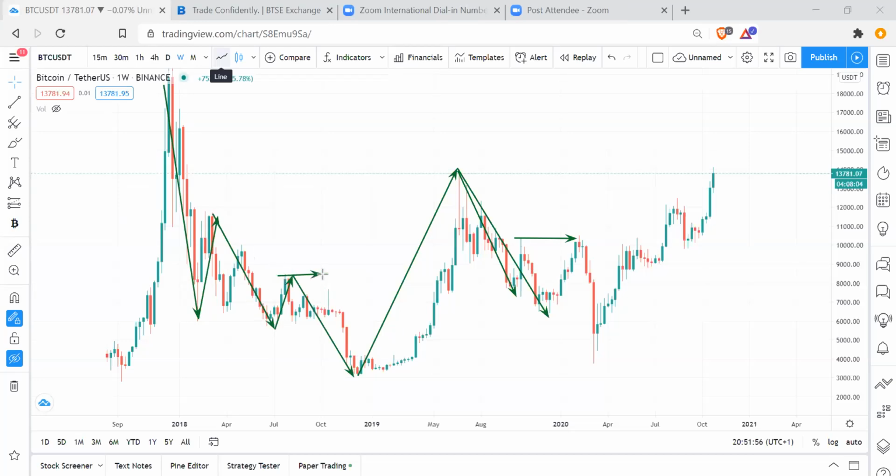Your screen isn't showing. Who can see my screen, please? Can everyone see my screen? Not okay, let me stop sharing. Yeah, boss, I can see your screen.